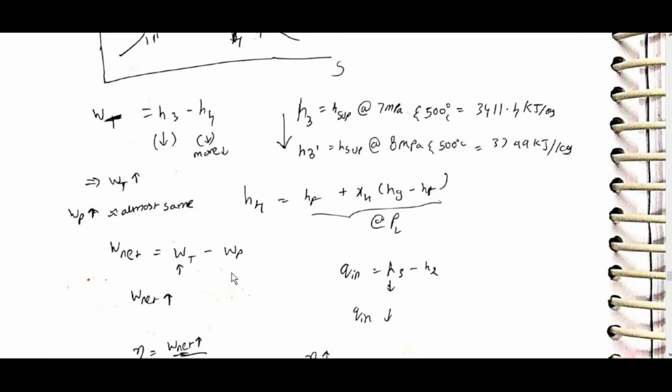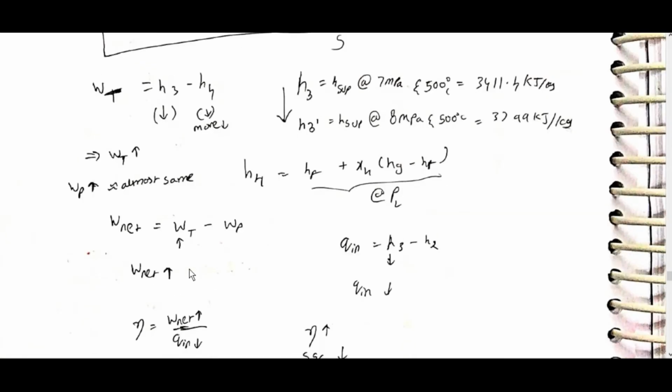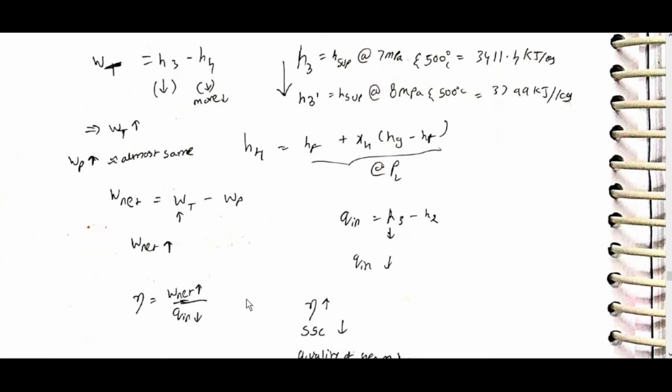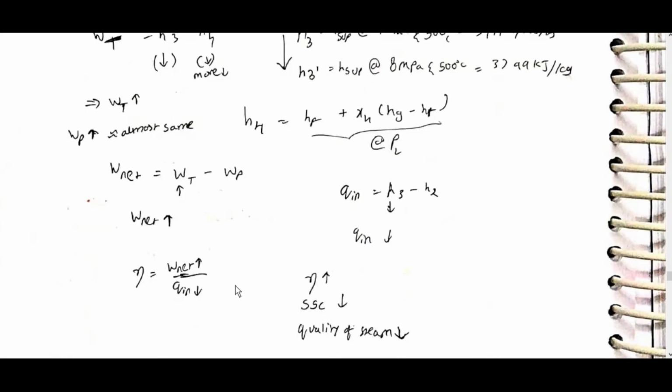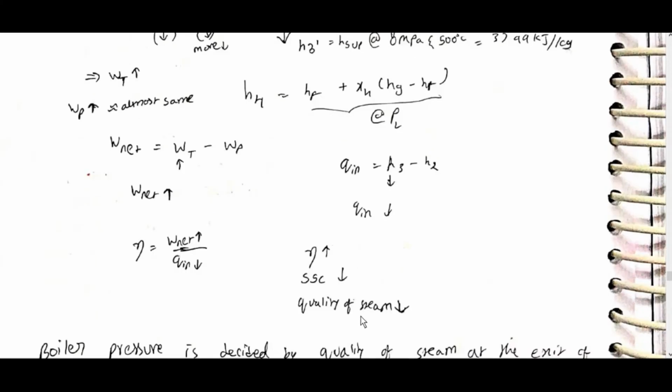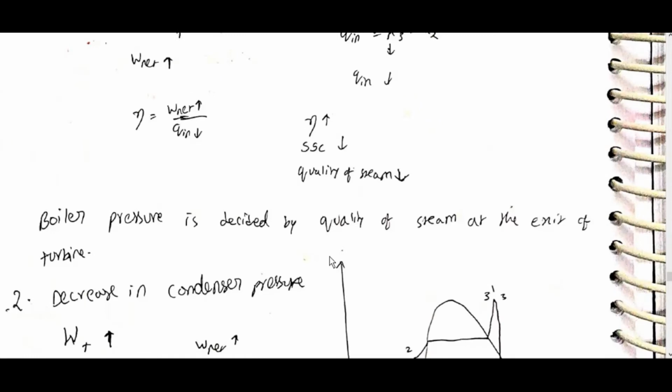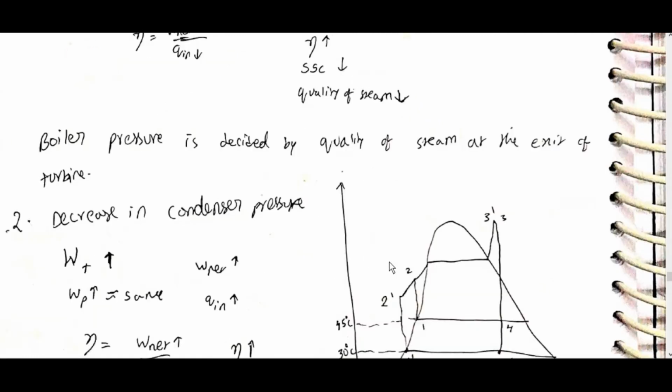W net is equal to WT minus WP. W net increases, Q in decreases. Efficiency increases, and specific steam consumption decreases as W net increases. Quality of steam decreases. Boiler pressure is decided by the quality of steam at the exit of the turbine.